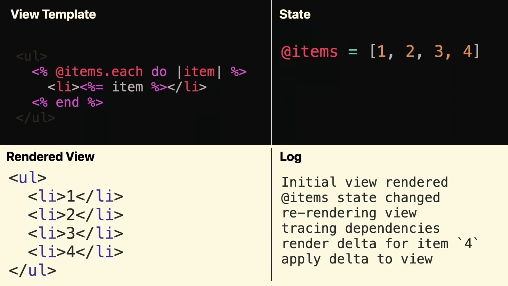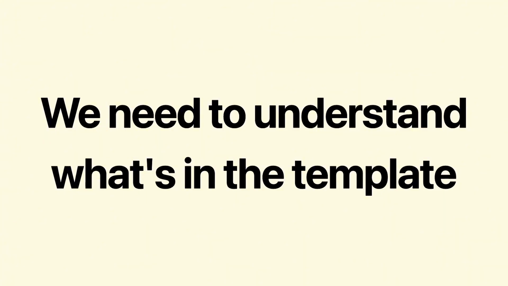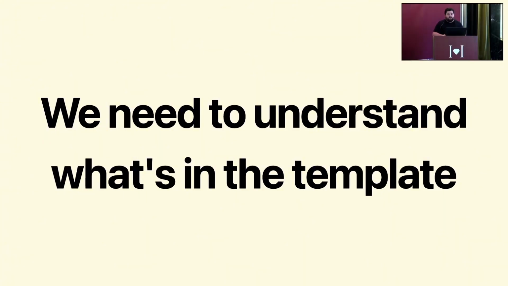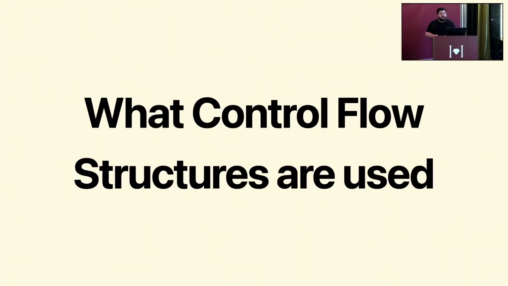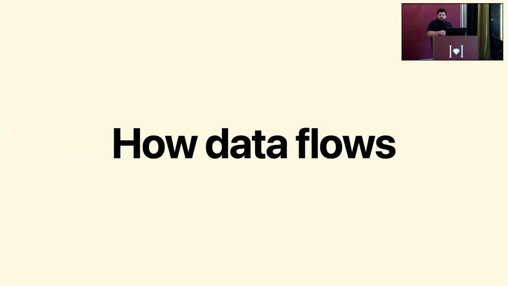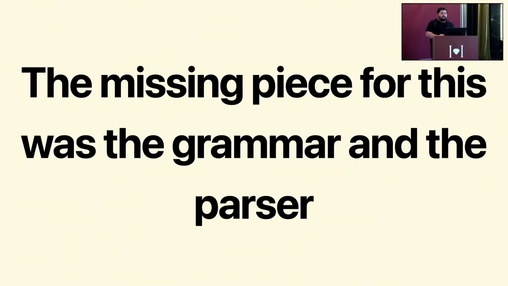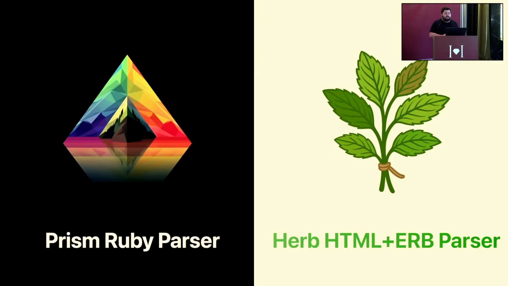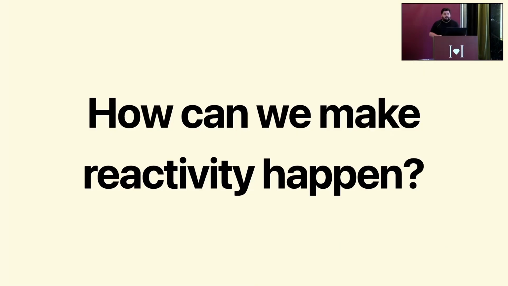But for us to be able to do that, we need to understand what's in the template, what control flow structures we are using, what state we have in these templates, how the data flows through your templates and how it's getting passed around. And I again think this was the missing piece here, that we needed to have a grammar and a parser to be able to understand these templates. And this is what both Prism and Herb now provide to us and enable us to do. So how can we make this reactivity happen?